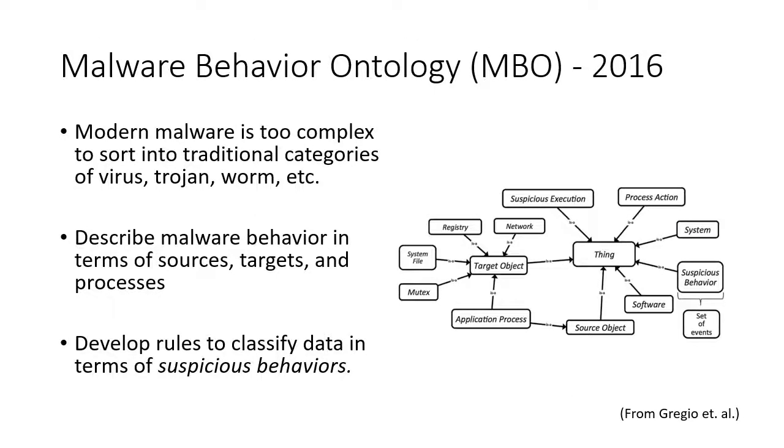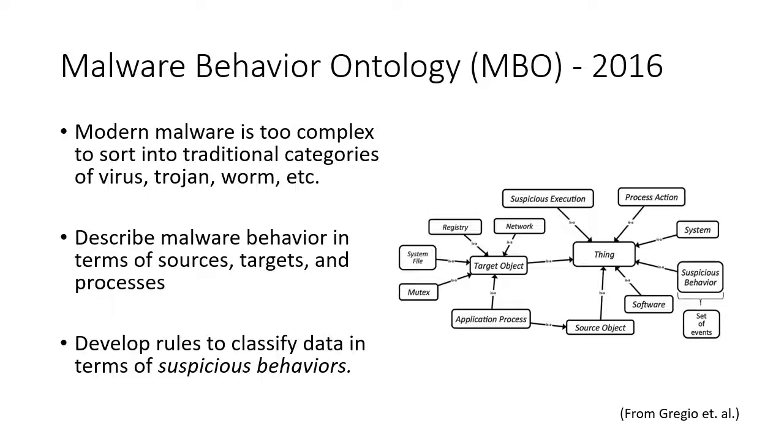I decided to review one of the more recent ontology papers I could find, and I came across the malware behavior ontology, which is an ontology that takes a different approach than you might expect when building a malware ontology. So the paper highlights that modern malware is far too complex to be sorted into traditional categories like viruses, worms, Trojan horses.